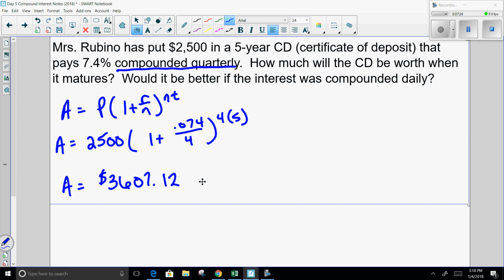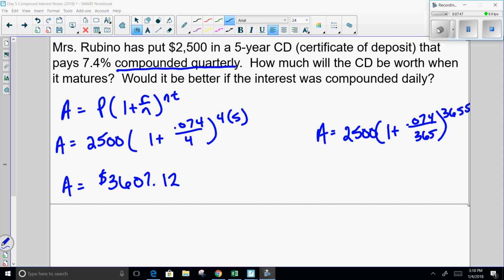Now, what would happen if I compounded this daily? So you basically get the exact same formula, 2,500 parentheses 1 plus 0.074 over, but now we're compounding it daily. There's 365 days in a year. So that becomes 365 times 5 years. Now you're going to type that into the calculator and see what happens. When you type that into the calculator, you get a value of A equals $3,619.20.